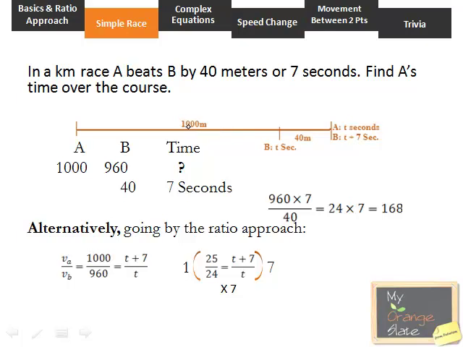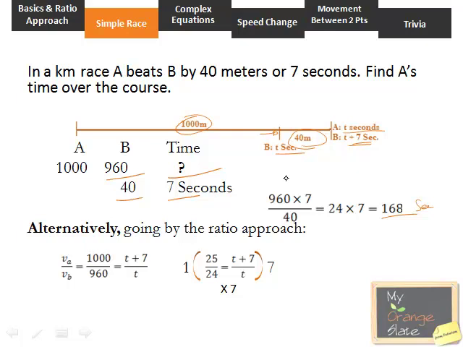Thus, when A covers 1000 meters, B covers 960 meters in the same t seconds. B covers remaining 40 meters in 7 seconds. Thus we can say that if B covers 40 meters in 7 seconds, he covers 960 meters in how much? And the calculation gives us 168 seconds as the time, which is for A to cover 1000 meters.